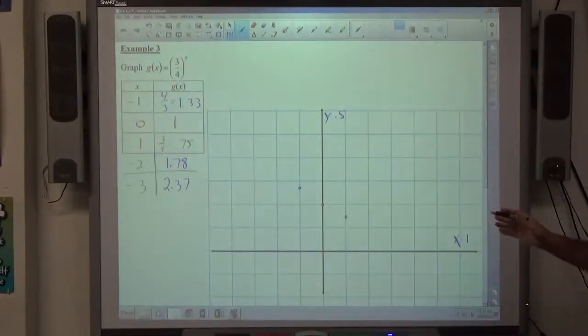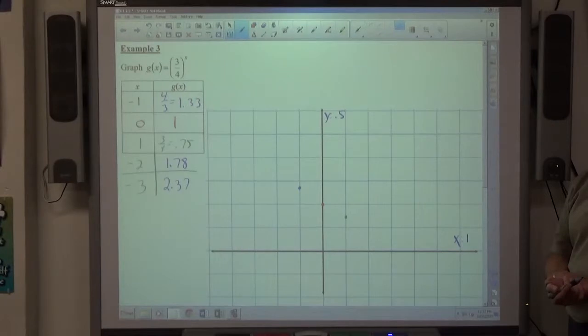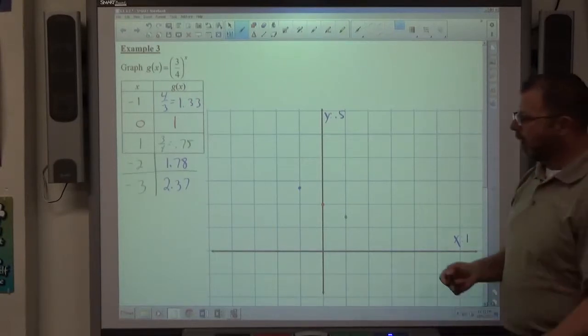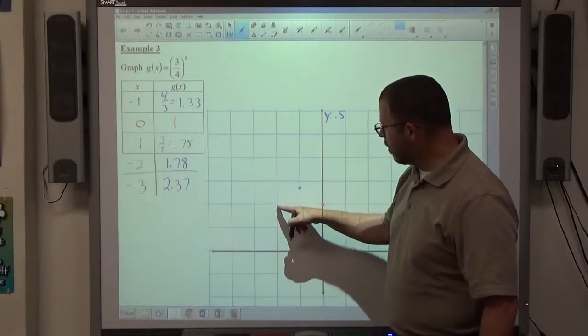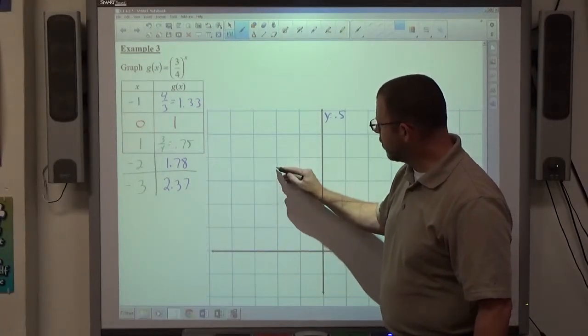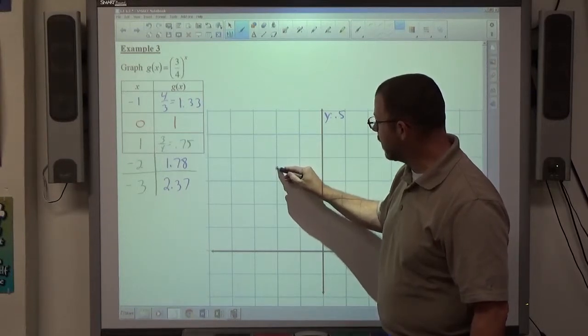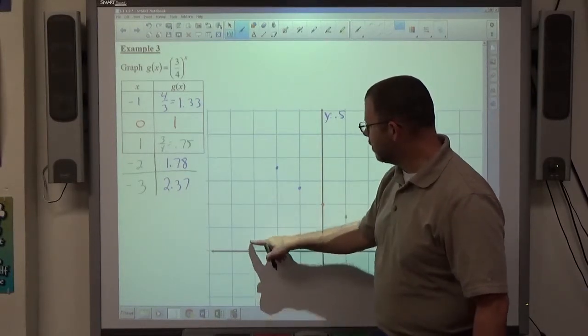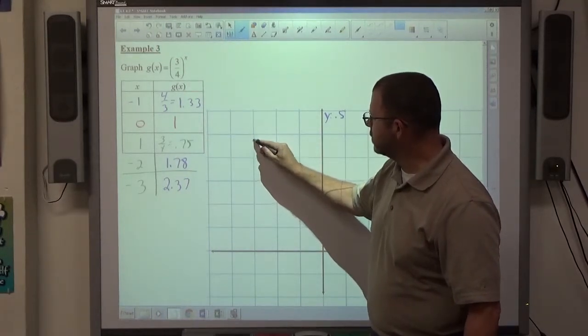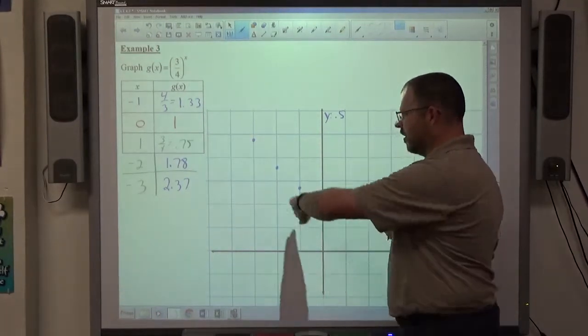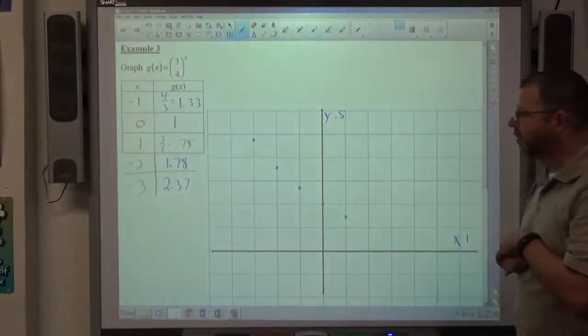And again, just a general rule of graphing: if you can tell what the graph's supposed to look like with the dots you have, go ahead. If you can't, get some more dots. All right, so at -2, 1.78, which is just above halfway between 1.5 and 2. And at -3, 2.37, about there. You can start seeing the bend occurring a little bit better now.